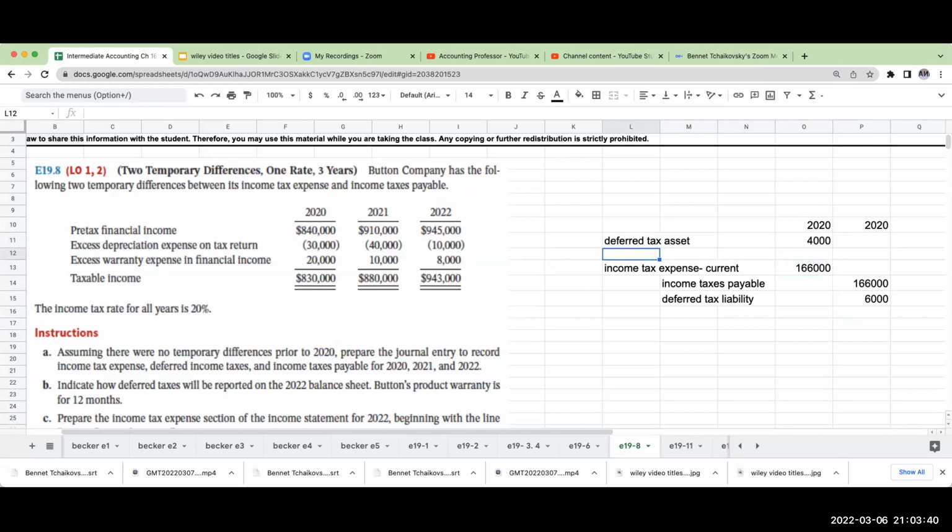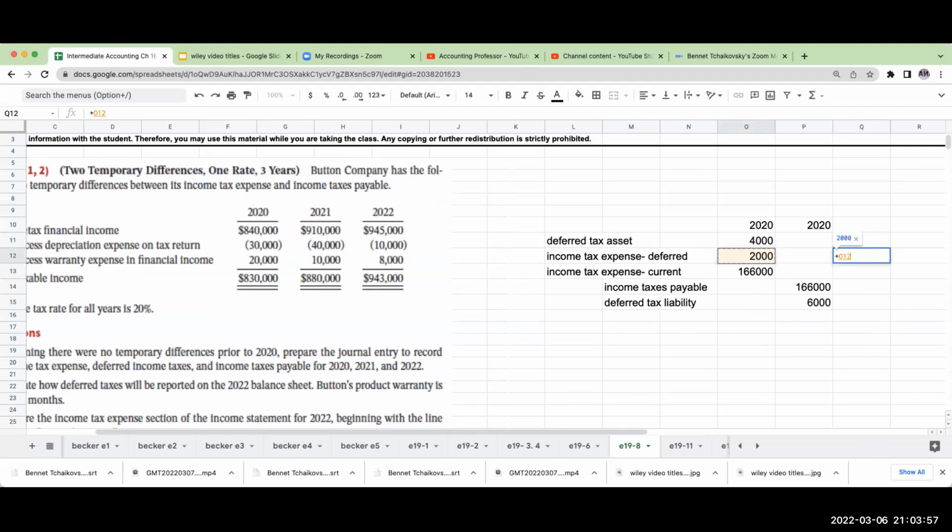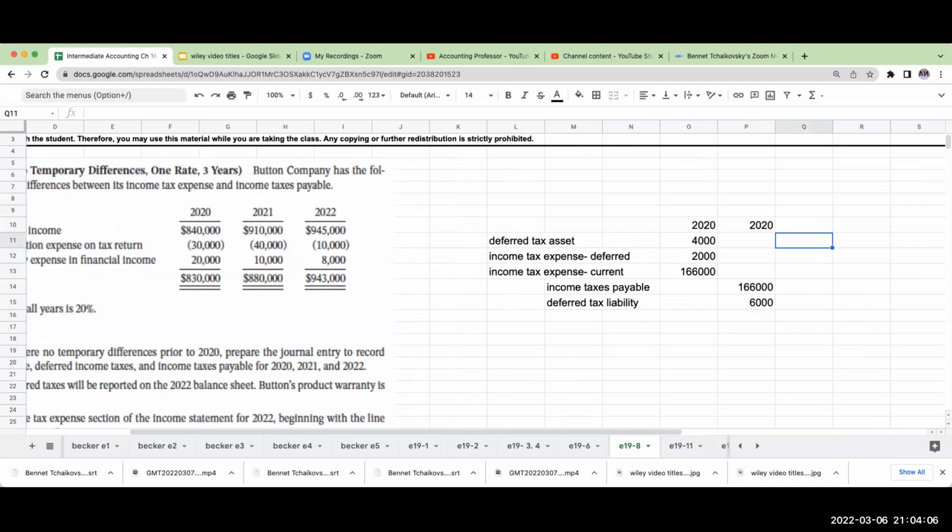For this last part, we're going to have income tax expense deferred, which is whatever we need to balance. In this case, we need a debit. I'll go ahead and show this here. Note that the Kieso text shows the total income tax expense as 168. But when we look at future periods, this is something we're going to want to take a closer look at. Let's jump over to 2021.